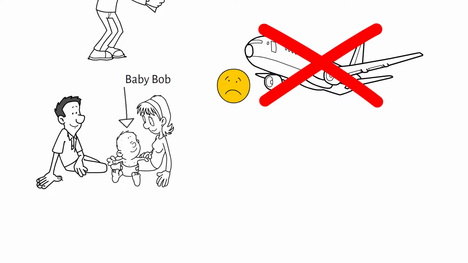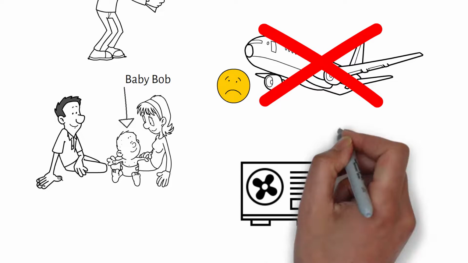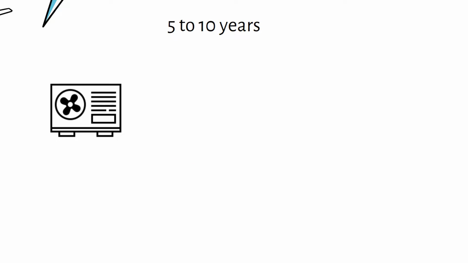Baby Bob isn't going on holiday this year, but baby Bob is going to have a really efficient air source heat pump heating his home. Currently, his electricity costs are 28p per kilowatt. We're going to work out Bob's cost over the next 5 to 10 years.